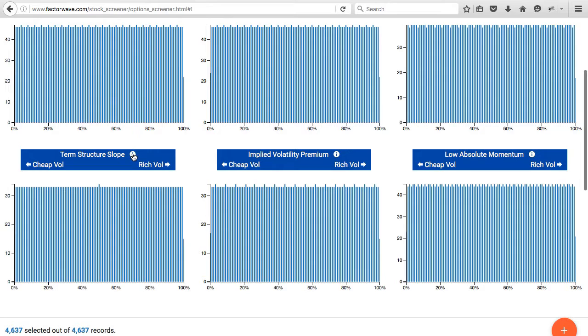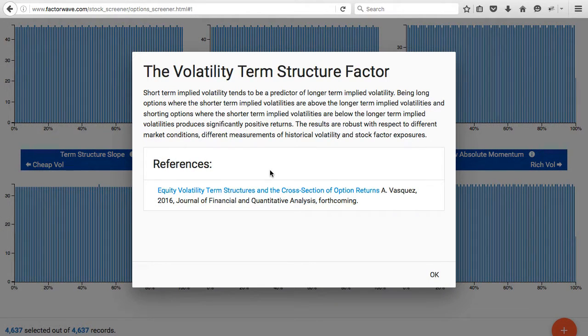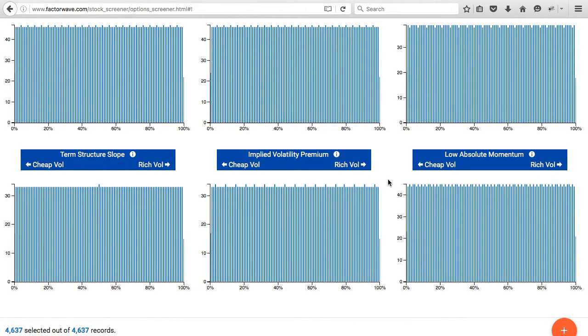The term structure slope is the difference between the 1 month implied volatility and the 6 month implied volatility. A stock whose 1 month volatility is a long way under the 6 month tends to be overpriced. This is because essentially the volatility will slide down the term structure curve towards whatever the front month is.